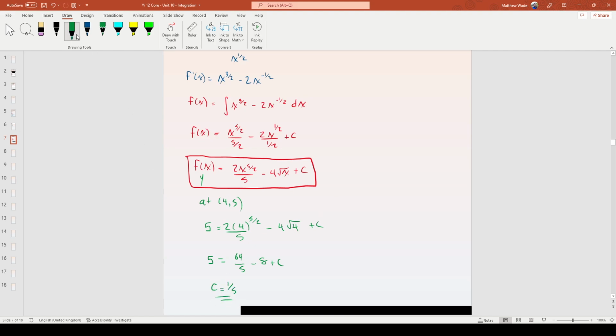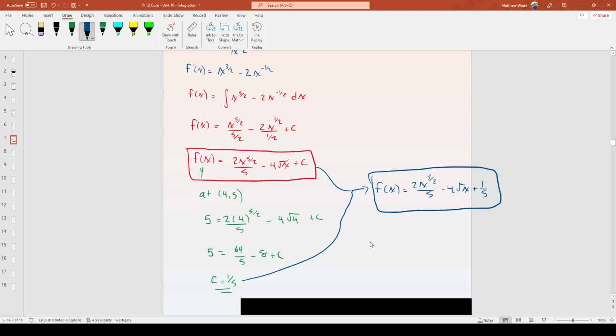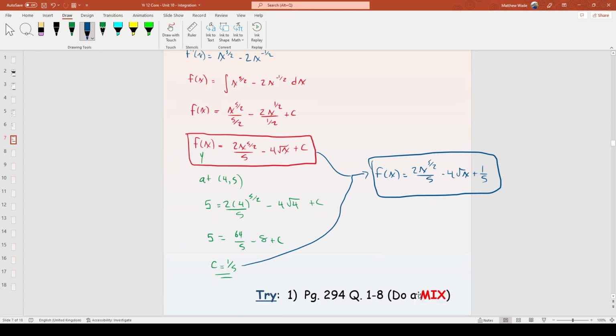Cool. Nearly the answer then. All you've got to do is bish bash bodge these together and you've got it. So final function f of x equals 2x to the 5 over 2 over 5 minus 4 root x, and then plus a fifth. And now if there's a whole great big family of curves, you know exactly which one is yours. All of that stuff I'm being a bit technical with. Essentially, all you need to know is that your c is findable now. You just have to find c. And that's it, buddies. You've got to the end.